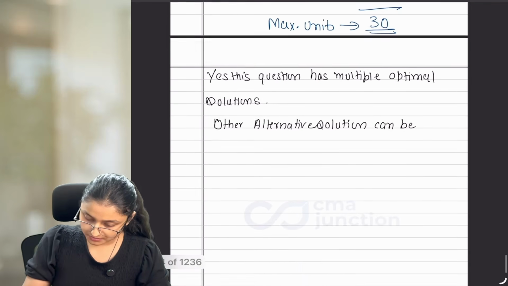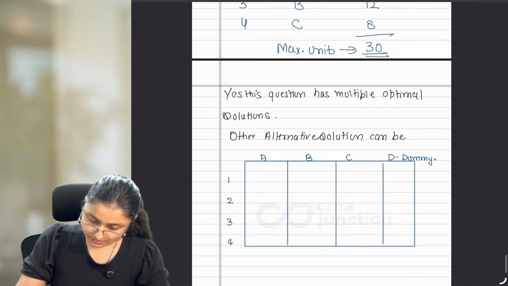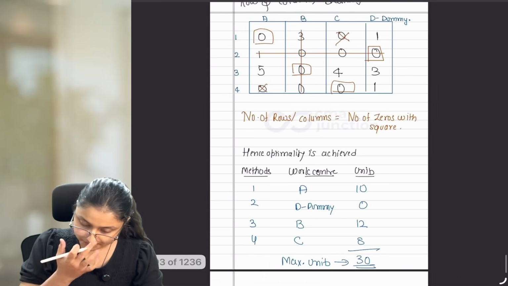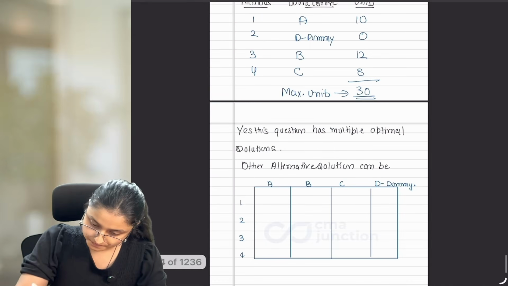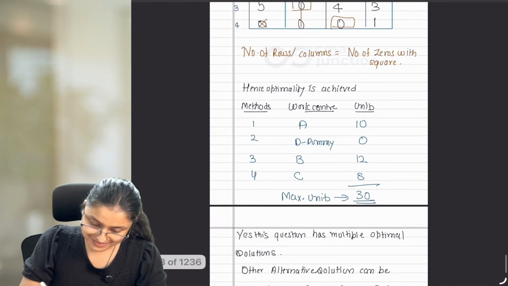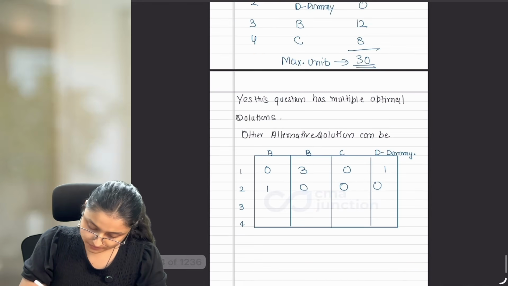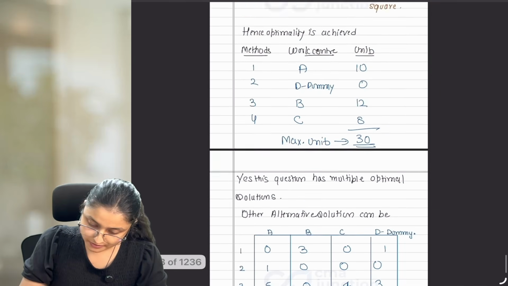So, let's draw the same table again. In this table, whatever was done from row and column scanning should remain as it is. So, first let me write the values which are there inside the table. 0301, 1000. Next 5043 and 0001.